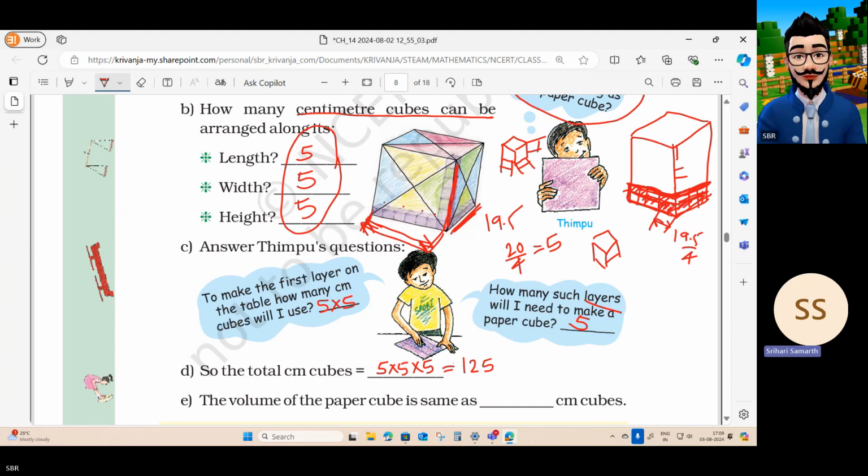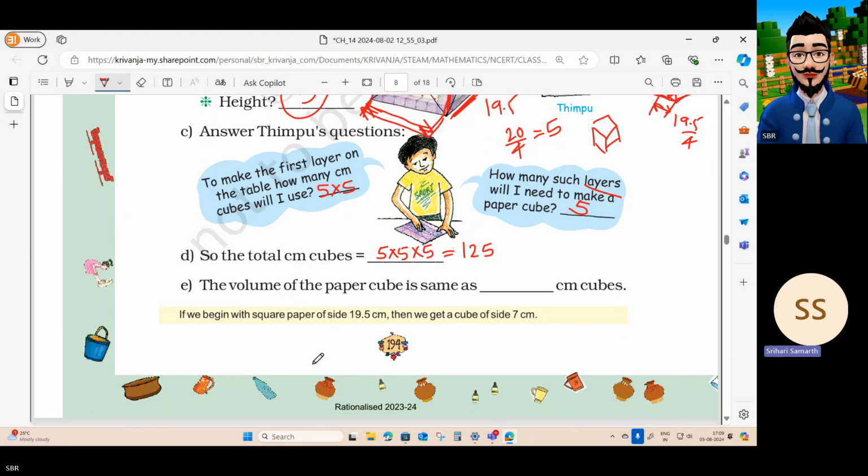Okay? Yes. Read it. The volume of the paper cube is the same as 125 centimeter cubes. Very good. How many small cubes are there? 125 cubes are there. And each small cube is of dimension 1 centimeter by 1 centimeter by 1 centimeter. So 1 into 1 into 1 is 1 cubic centimeter. So there are 125 cubes. So the total volume will be 125 cubic centimeters.